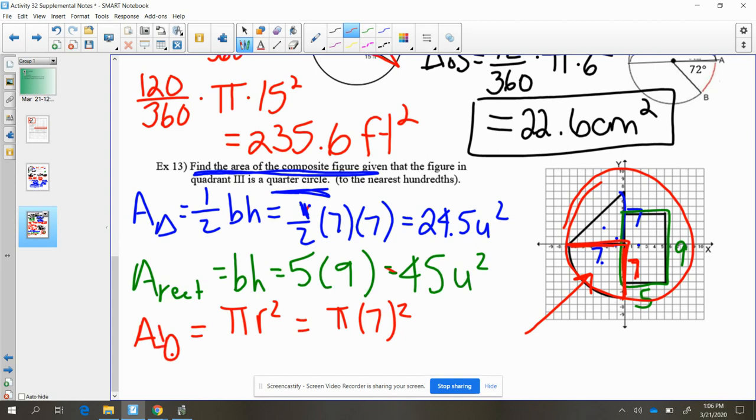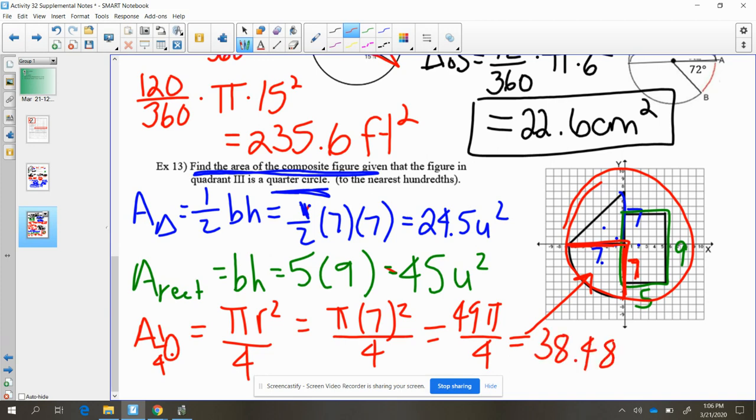Now, we only want a quarter of the circle, though. So in order to only get a quarter of the circle, what we're going to do is take that final answer and divide it by 4. So we have 49 pi divided by 4, which is going to come out to be approximately, if we're rounding to the nearest hundredths, 38.48. Notice the nearest hundredths is where we're rounded.